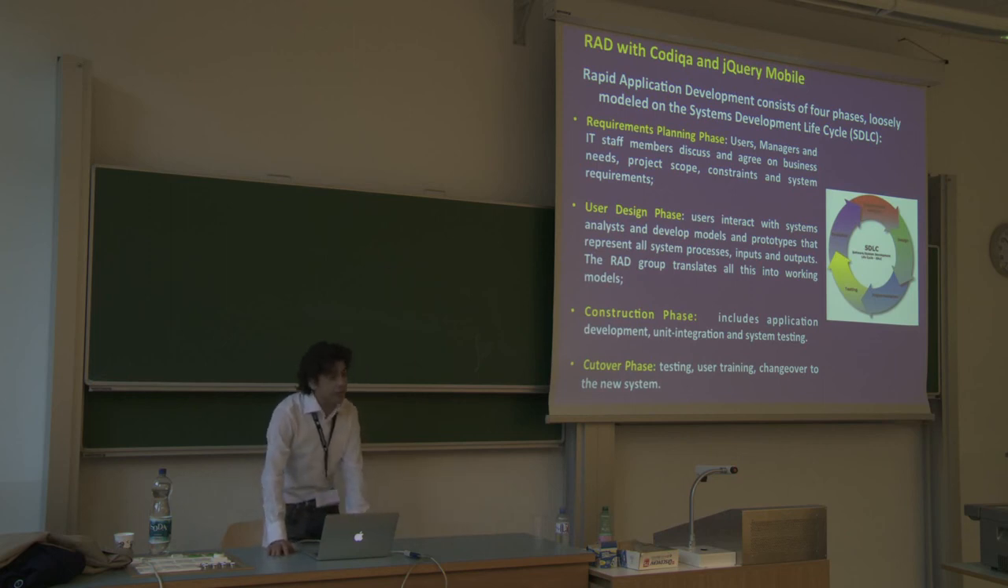So it is made of four phases. We have the requirements planning phase, and this is similar to all the other methodologies that we have seen. But there is a very important difference between RAD and, for example, waterfall models. The users in RAD are always involved in this process. Their presence is determinant throughout all these four phases.